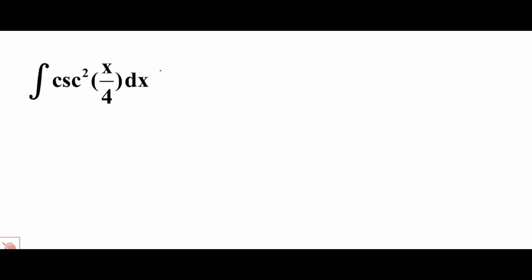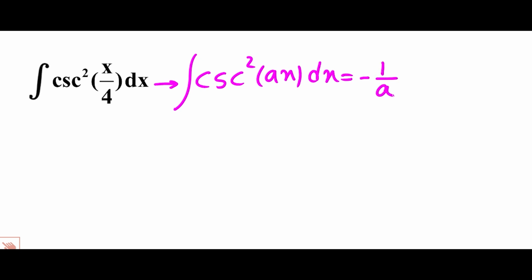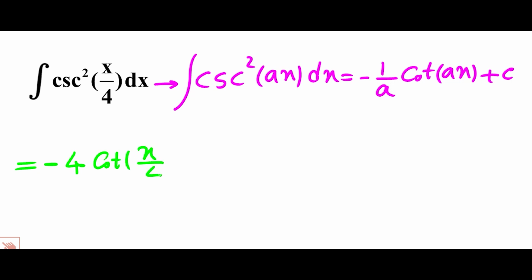Or the integral of cosecant squared x over 4. Again, as you know, the integral of cosecant squared ax dx equals -1 over a cotangent of ax plus c. And in this problem, a equals 1 over 4. So we have -1 over 1 over 4 equals -4 cotangent of x over 4 plus c.